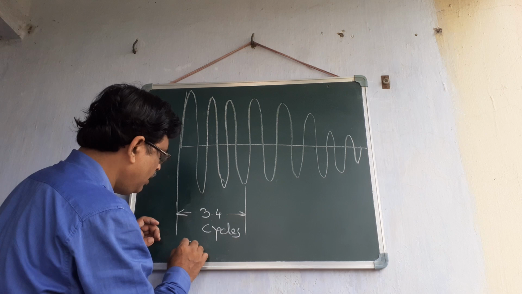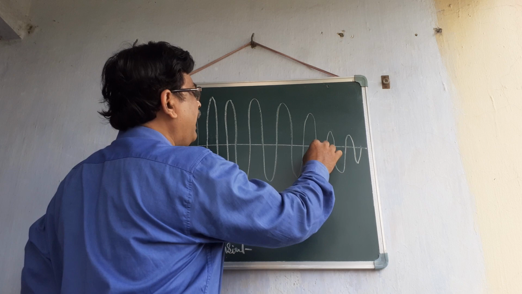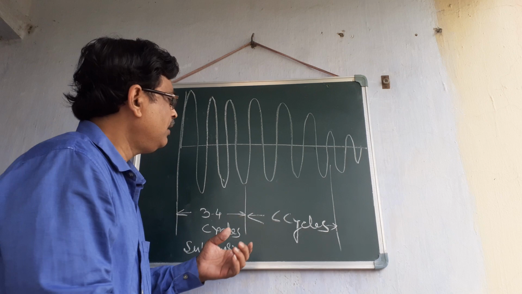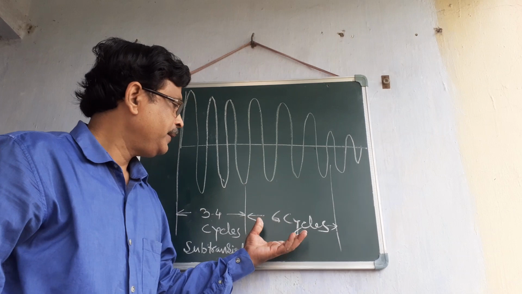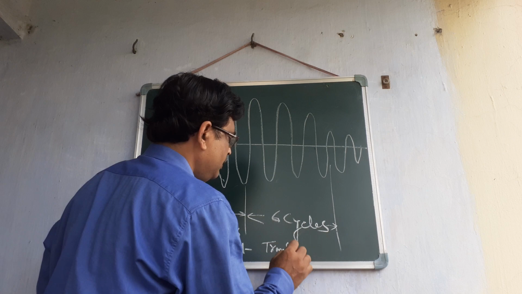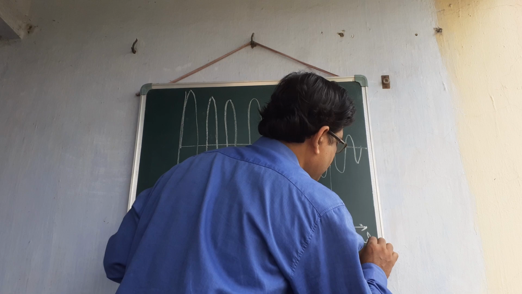This period, 3 to 4 cycles, is called the subtransient period. From here, another around 6 cycles. Once again, it is not fixed, it may vary a little bit depending on circuit condition. So another few cycles is called the transient period. And after that, it is the steady state period.